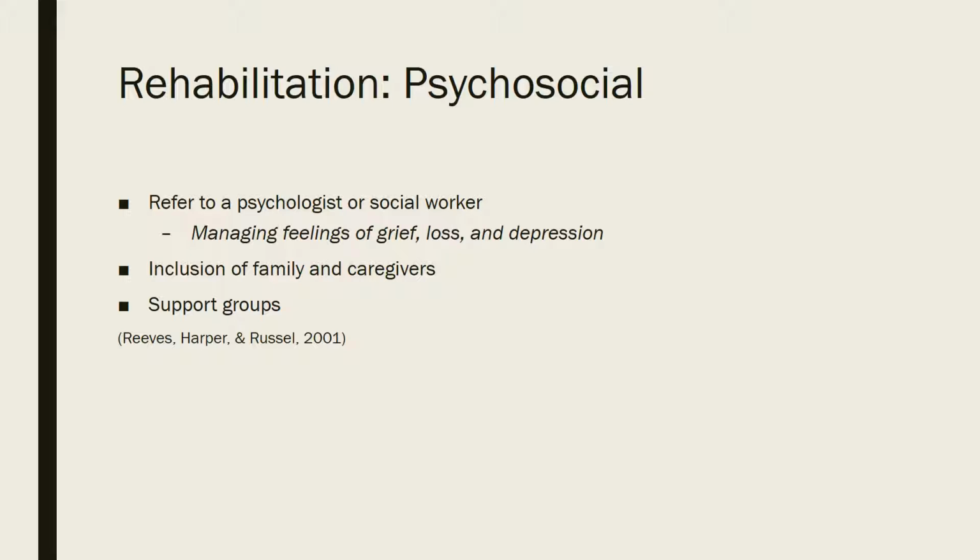Lastly, in our rehabilitation plan, we have the psychosocial aspect. Most of the studies included in this research paper touch on the fact that psychosocial therapy is important to include to truly enhance a person's overall quality of life. Some examples of how to incorporate this are referring someone to a psychologist or social worker to address their feelings of grief, loss, and depression associated with vision loss, to include their family and caregivers in the therapy plan, and to refer them to support groups for people with vision impairments.